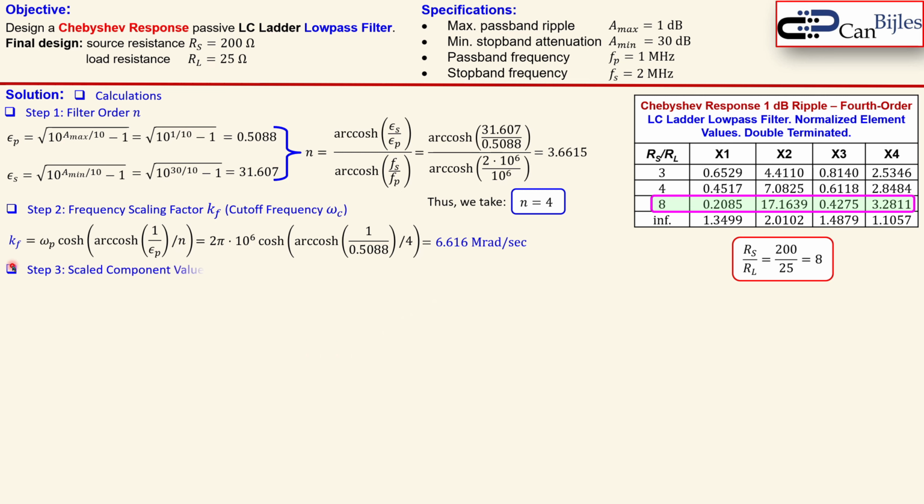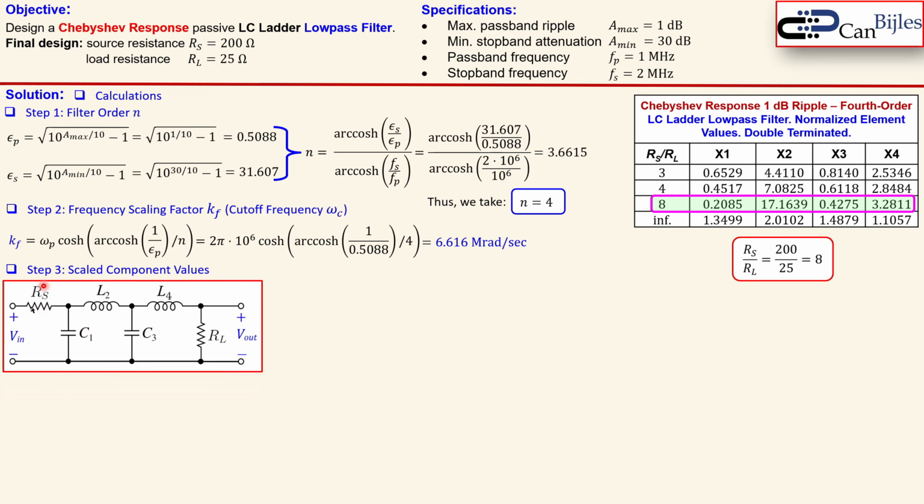Okay, now step 3 is the scaled component values. This is the fourth order low pass filter with normalized elements. You see here again the RS and RL and the 4 reactive components. This is the C1, L2, C3, L4. So what we see here, the 0.2085 farads is for C1 in the normalized value. For L2 we have this one, for C3 we have this one, and for L4 we have this one. So this is actually how we read it.